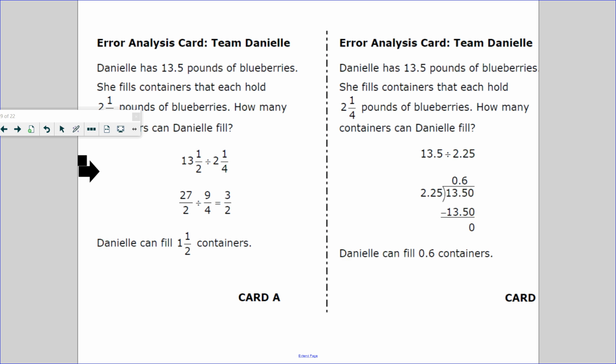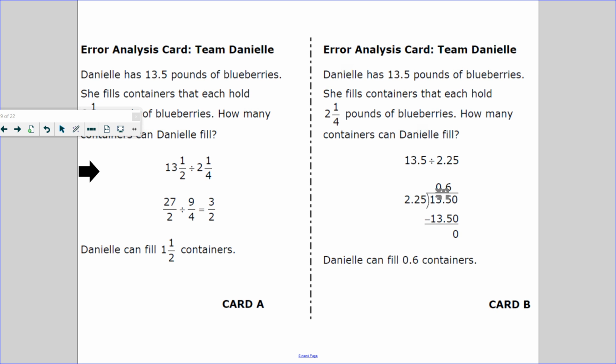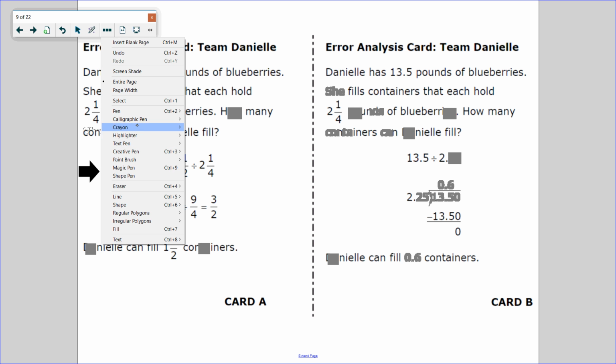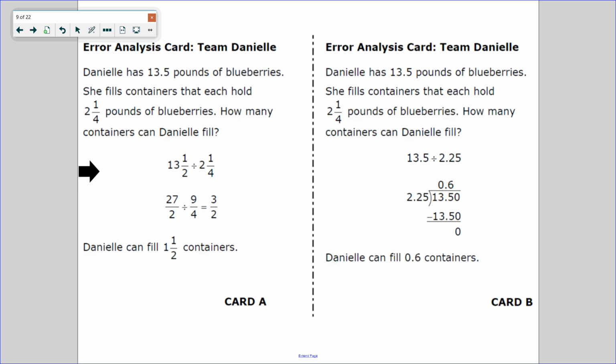So let's check out some of these things. So we have card A, and we have card B. So let me get my pen again, and let's see the errors in each one. So first error. Danielle has 13.5 pounds of blueberries. She fills containers that each hold 2 1/4 pounds of blueberries. How many containers can Danielle fill? So does this make sense? Well, 1.5 containers does not make sense, first of all.